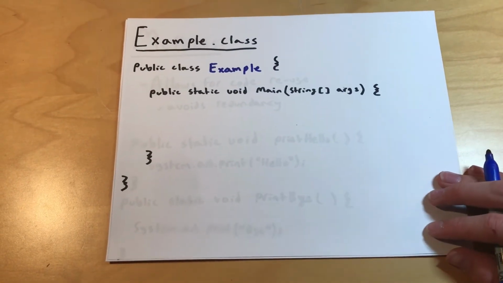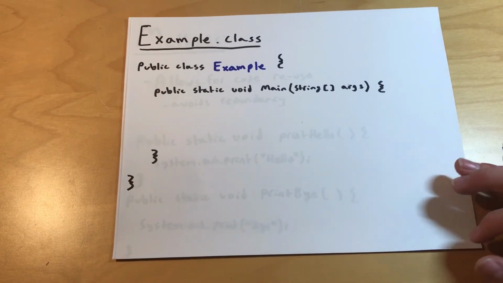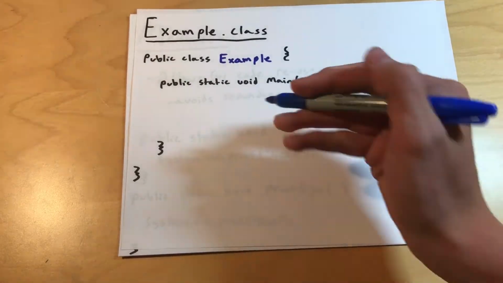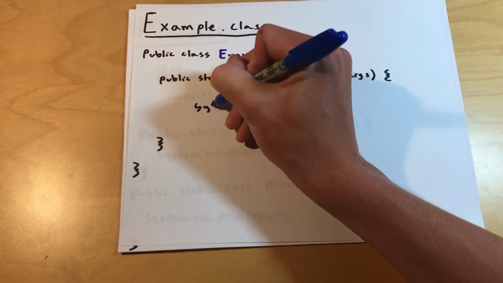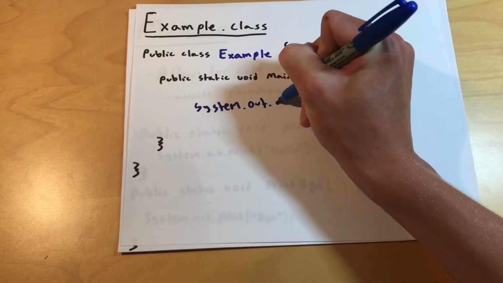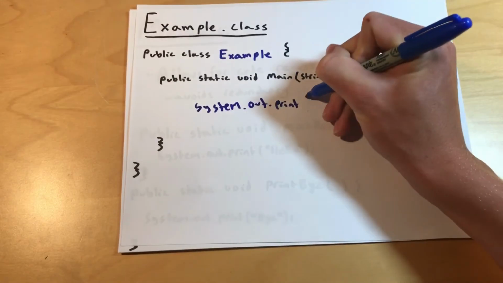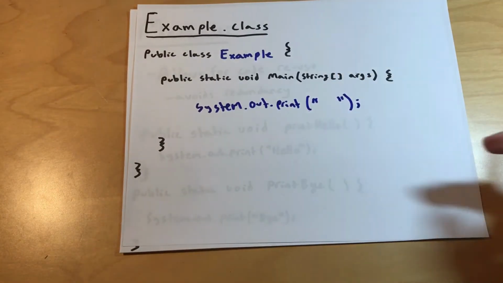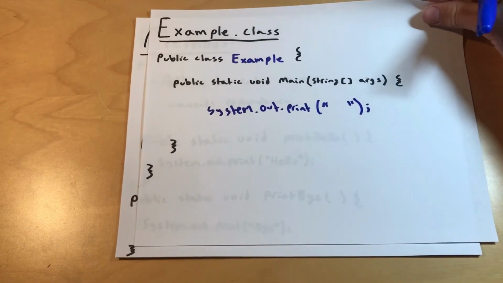So then back to our example class, we have our class set up and our main set up. So then inside there you can just write system.out.print, whatever you want to put inside those quotations, and then ending it with your semicolon, of course.